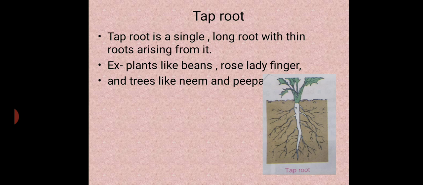The root which is single and long with thin roots arising from it. You can see in the picture that the long white colored portion is a long root with the thin fine roots arising from it. Such type of root is said to be a tap root. Examples of tap roots are beans, ladyfinger, rose and trees like neem, peepal, mango, etc.